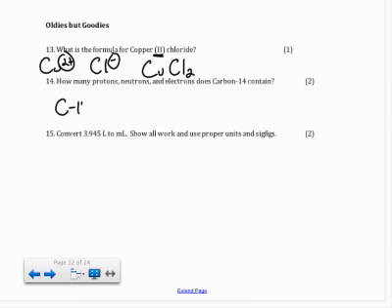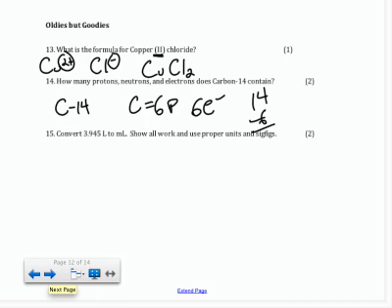How many protons, neutrons, and electrons does carbon-14 have? Well, carbon has 6 protons. That's its atomic number. So that tells you that there are 6 protons, and it's a neutral atom here, so there have to be 6 electrons as well. What we need to figure out is how many neutrons there are. The way to figure out the number of neutrons is by subtracting the protons from the mass, which is 14. So 6 protons, 6 electrons, 8 neutrons.